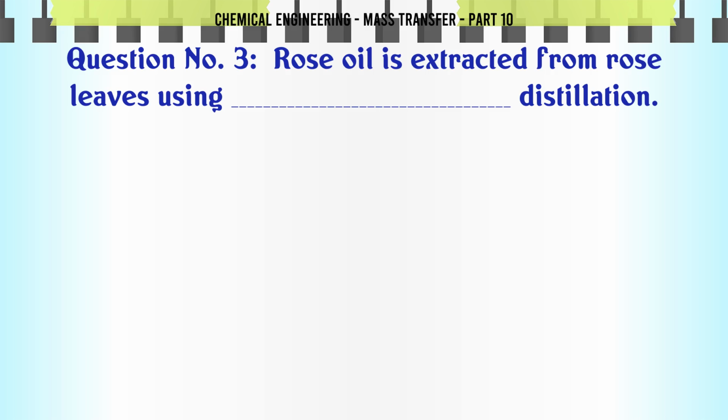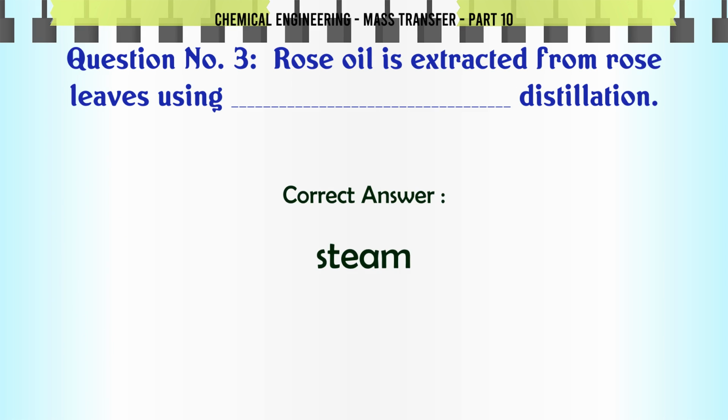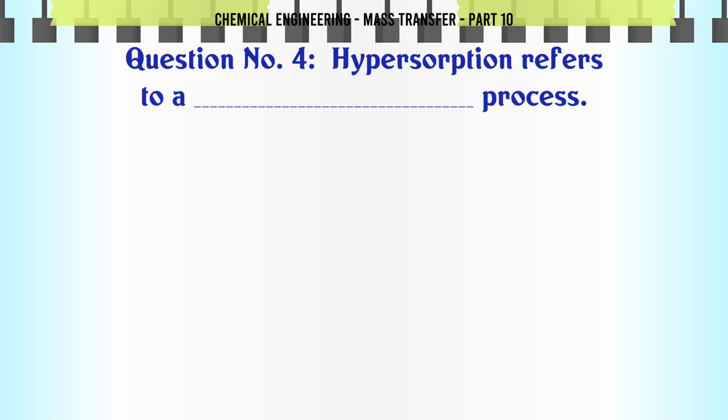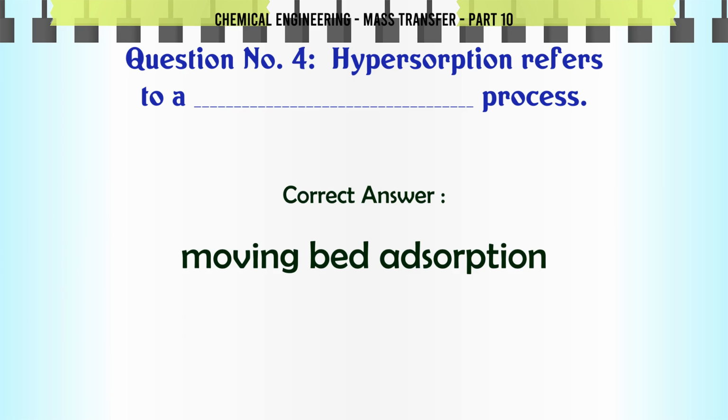Rose oil is extracted from rose leaves using distillation. A. high pressure, B. low pressure, C. extractive, D. steam. The correct answer is steam. Hypersorption refers to a process. A. fixed bed absorption, B. moving bed absorption, C. fixed bed adsorption, D. moving bed adsorption. The correct answer is moving bed adsorption.